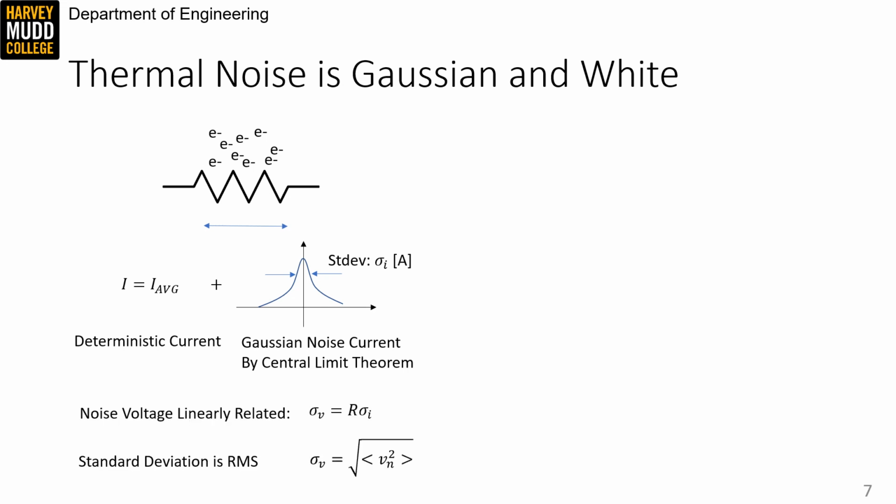This device is still a resistor, so the current and the voltage are linearly related. That means the noise voltage is also a Gaussian, but the standard deviation is R times bigger than the noise current, which, as a reminder, is the standard deviation of the current. Also, as a quick reminder, the standard deviation of a distribution is the same thing as the root mean square value of a distribution. That's good to keep in mind because there are lots of notations for noise, some of which represent RMS voltages instead of standard deviations.